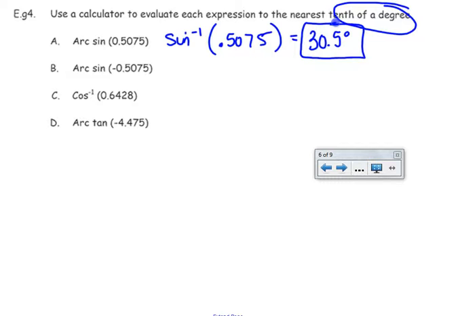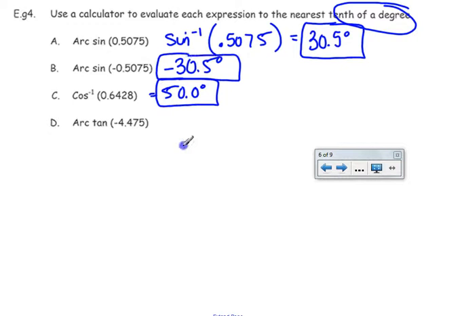Okay, so arcsine, did you guys type in this one? Arcsine negative 0.5075. What'd you get? Same thing but negative. Okay. And remember, your calculator already knows the restriction, so you don't have to think twice about it. How about arccosine of 0.6428? 50. Is it exactly 50? Okay. Since it said to the tenth, I'm going to put a 0.0. And then arctan of negative 4.475. There you go. Nice job.